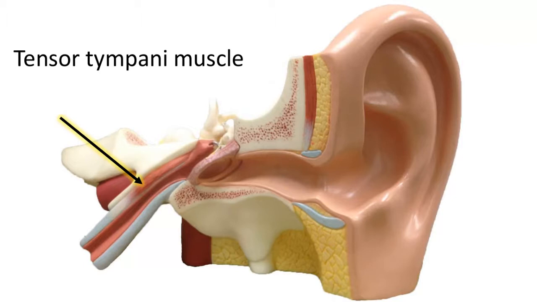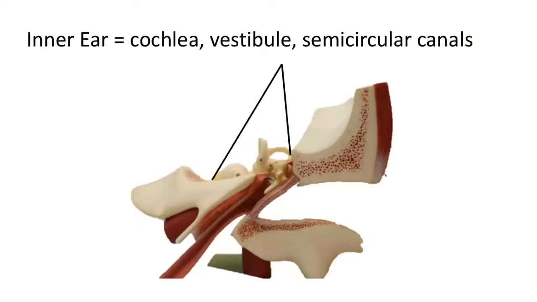So let's jump into the inner ear. The inner ear is made up of the cochlea, the vestibule, and the semicircular canals. We're going to talk about all these in a moment. The cochlea has to do with hearing, and the other two have to do with balance and equilibrium.